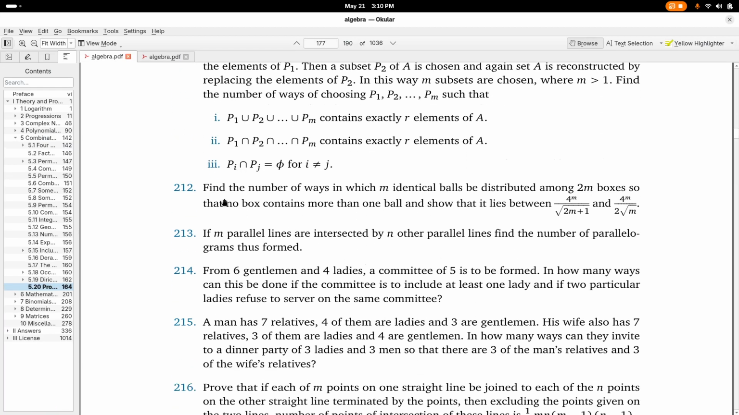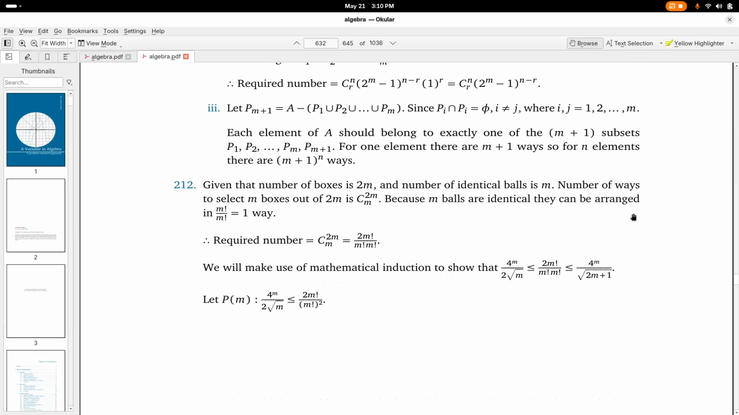Question 212 says: find the number of ways in which m identical balls can be distributed among 2m boxes so that no box contains more than one ball, and show that it lies between 4 to the power m divided by square root of 2m plus 1 and 4 to the power m divided by 2 square root of m. So the given number of boxes is 2m and the number of identical balls is m. The number of ways to select m boxes out of 2m is 2mCm. Because the m balls are identical, they can be arranged in m factorial by m factorial, that is one way.